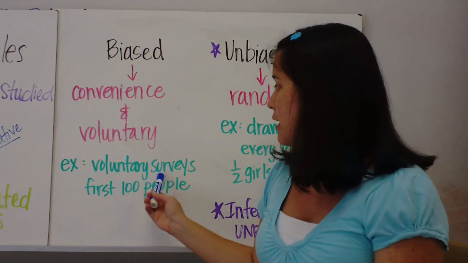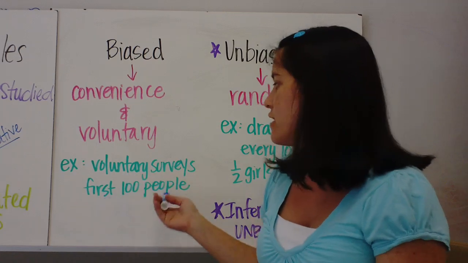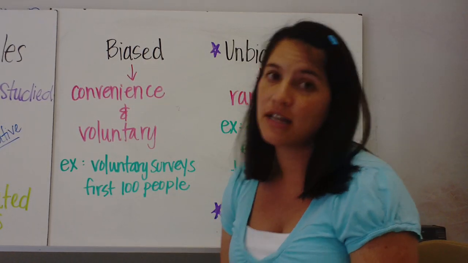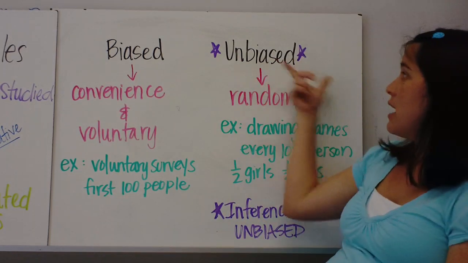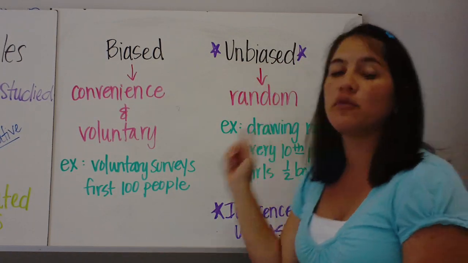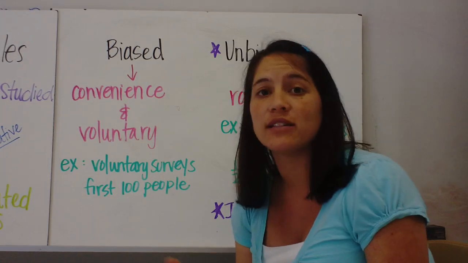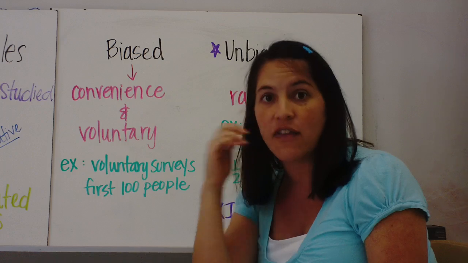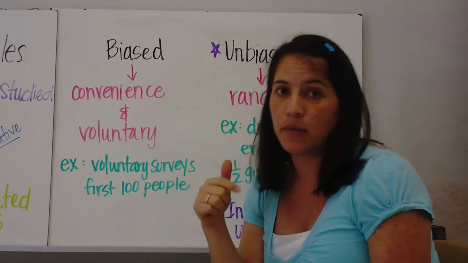Examples would be voluntary surveys and maybe the first 100 people to walk into the grocery store. Those would be biased samples. Unbiased samples is what we want. Those have to be random, completely random. Everyone has to have the same chance of getting picked, and those create unbiased samples.